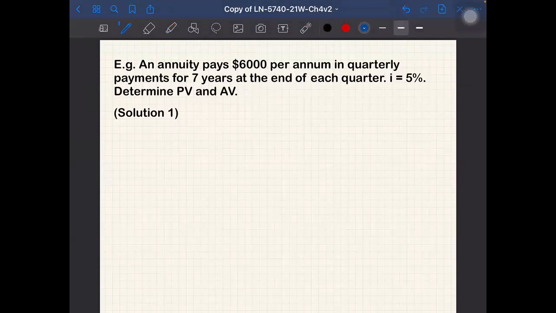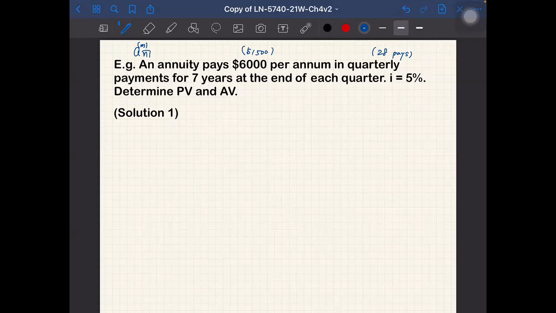We continue with section 4b, now that we have examples for a right angle n superscript m. Example: an annuity pays $6,000 per annum in quarterly payments for 7 years. So that means for 7 years, but the payments are quarterly. So we have 28 payments, and each payment is $1,500.